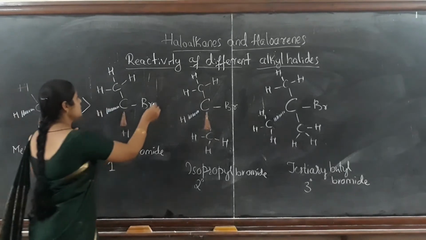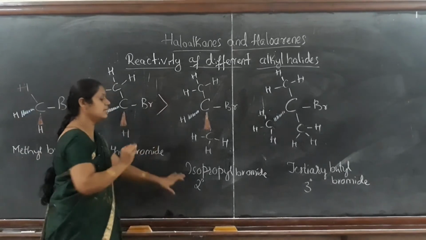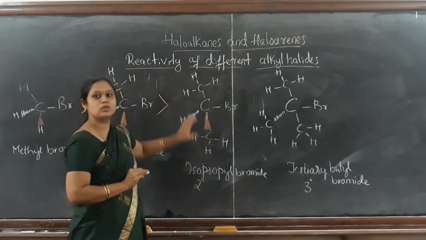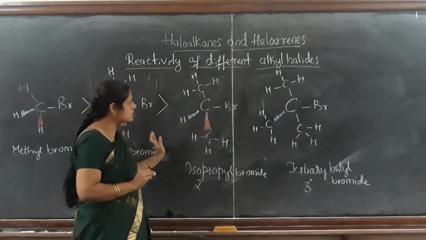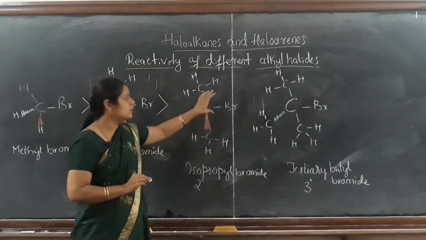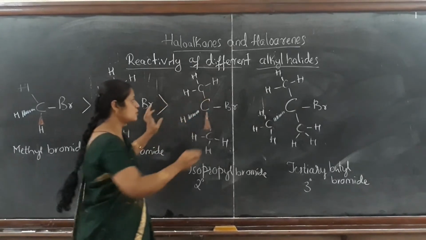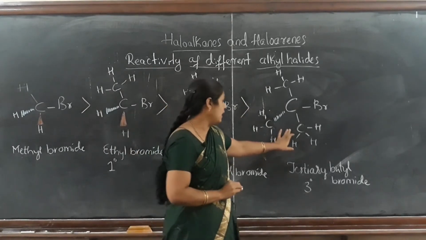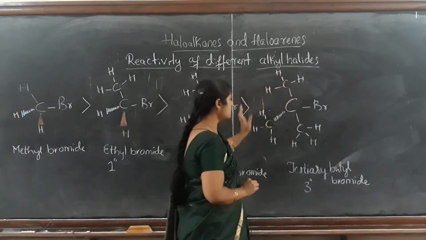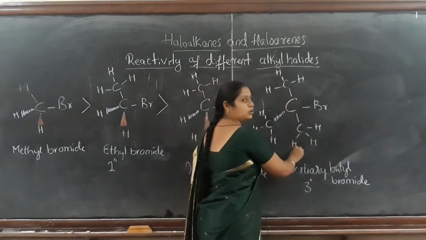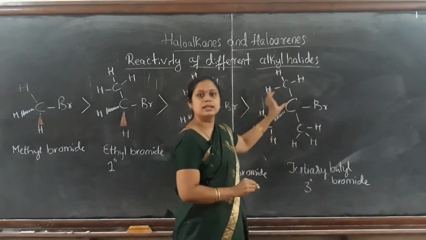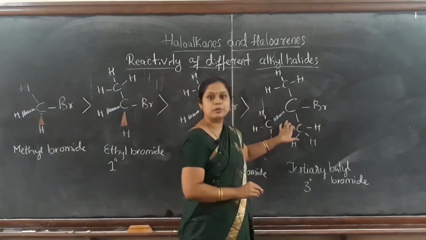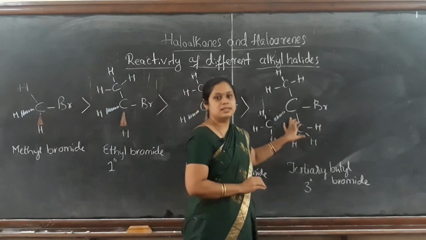So, this is greater than a secondary alkyl halide. Here you can see two bulky groups attached, hence it becomes a little more difficult for a nucleophile to approach the carbon. This is higher than the tertiary butyl halide, which has three bulky CH3 groups, where it becomes difficult for a nucleophile to approach the carbon due to steric hindrance.